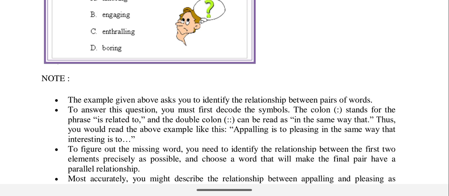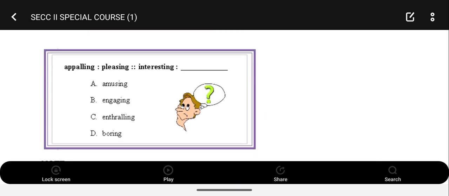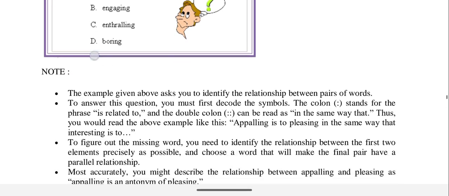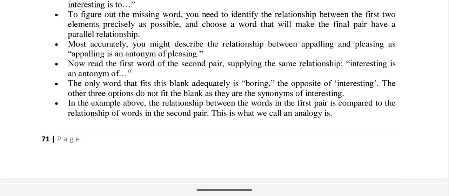To figure out the missing word, you need to identify the relationships between the first two elements as precisely as possible and choose a word that will make the final pair have a parallel relationship. In the example above, the relationship between the words in the first pair is compared to the relationships in the words in the second pair. So that is why we call it an analogy.